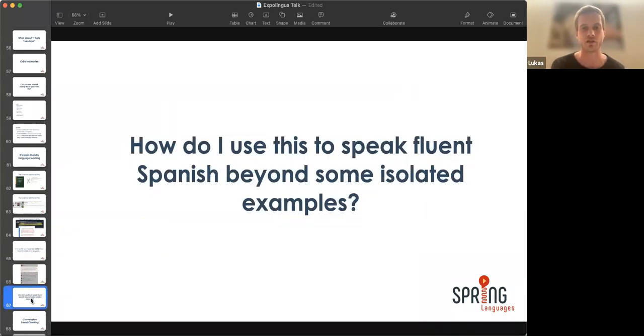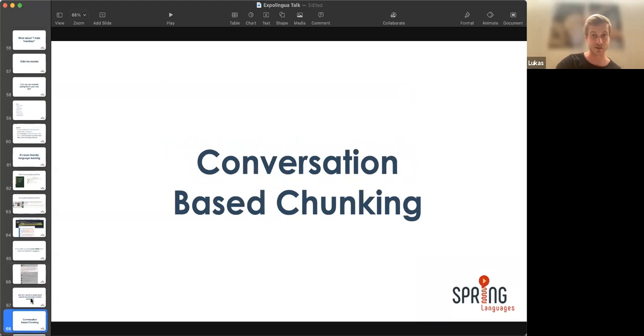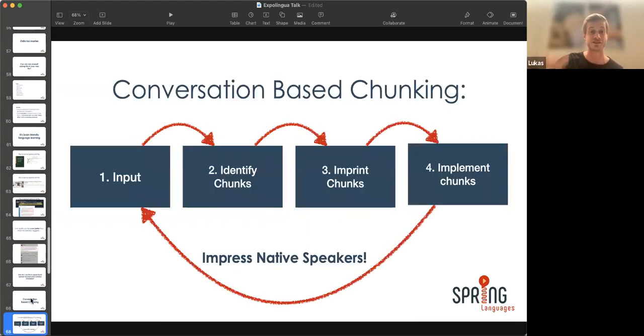You might be asking at this point, how do I use this to speak fluent Spanish beyond some of these isolated examples I've shown you here? That's where conversation-based chunking comes in, and that's what I've been developing in the past couple of years. A step-by-step method that you can use to absorb chunks every single day, memorize them, and use them yourself in conversations. It's called conversation-based chunking.